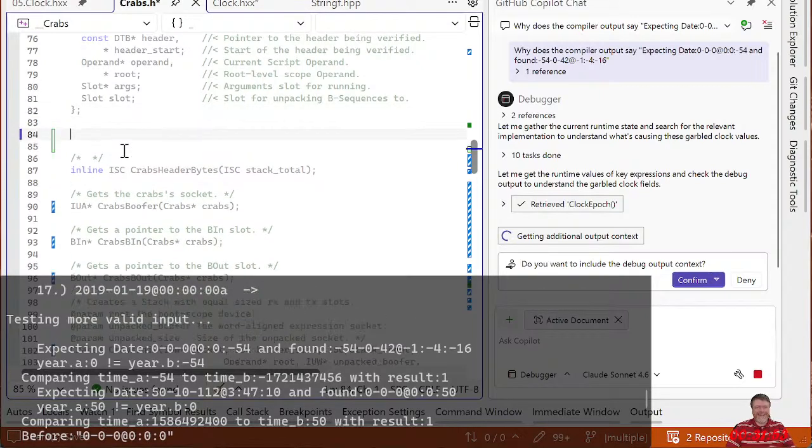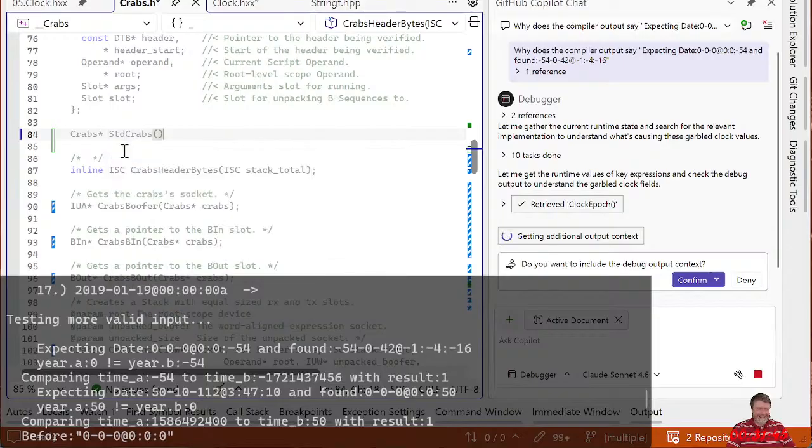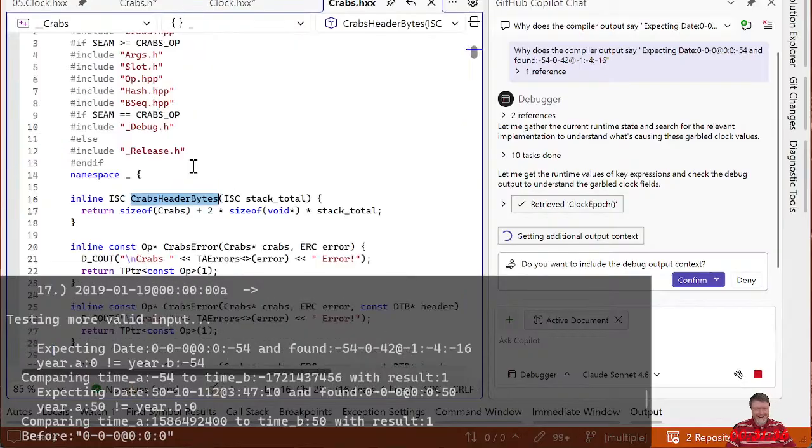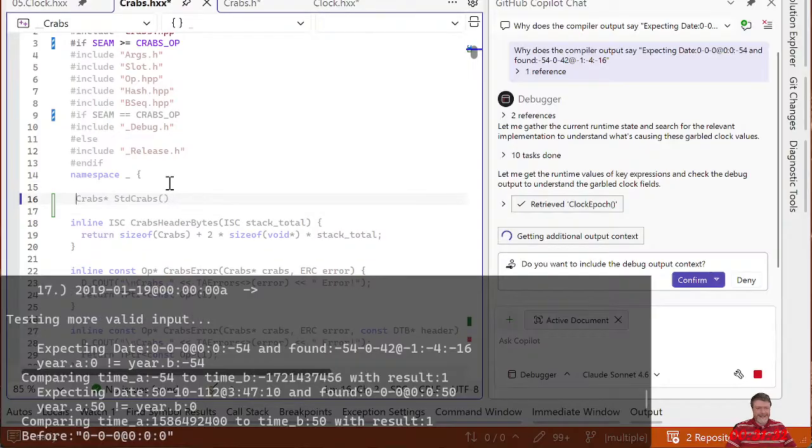Standard crabs. Oh, I'm sorry. It's the standard crabs, the STD crabs, baby. I just love this API. Giving everybody STD crabs, baby. Yes.